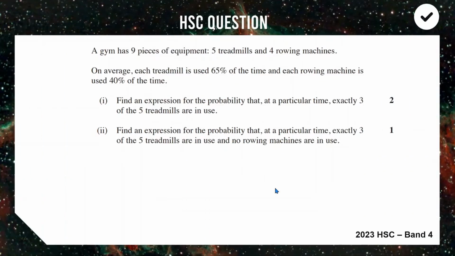All right, moving on to an example HSC question from 2023. Alrighty, this one's a band 4, so it's a mid-level question. We have 9 pieces of equipment at a gym, which is cool. I wouldn't know, never been inside one. 5 treadmills and 4 rowing machines.